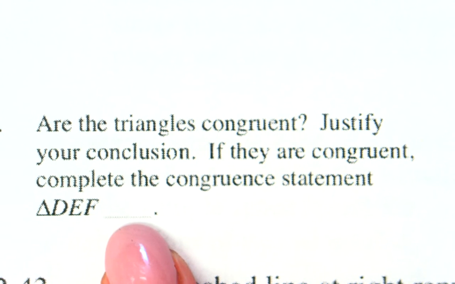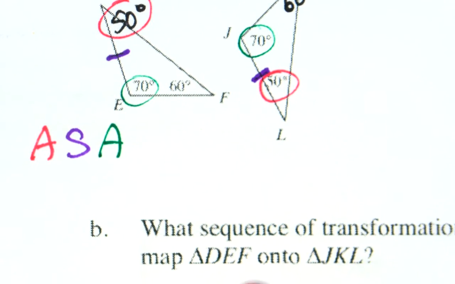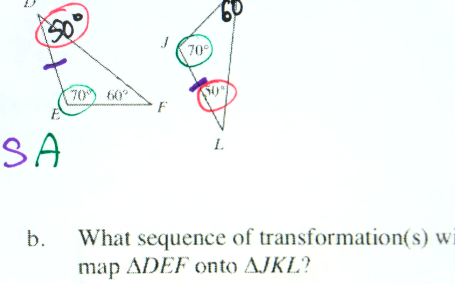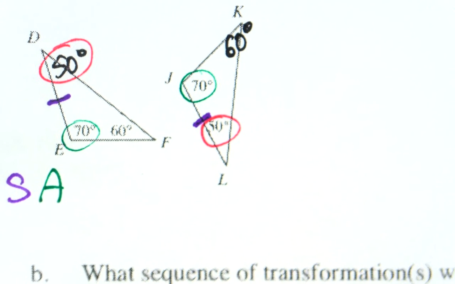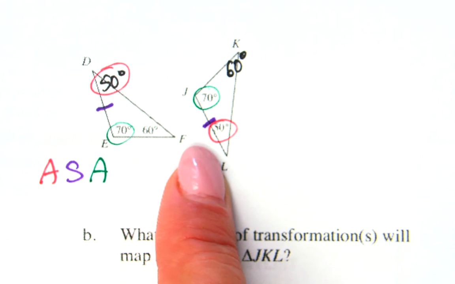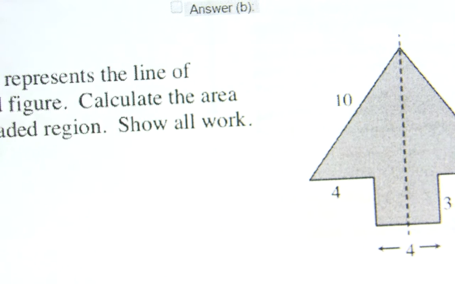Just finish this part over here, and then the question is, what sequence of transformations will map one of them into the other? So basically the question is, did you rotate, did you reflect, or did you translate? And was it just one, or could it have been a combination of the two? So how did you go from the one on the left to the one on the right?